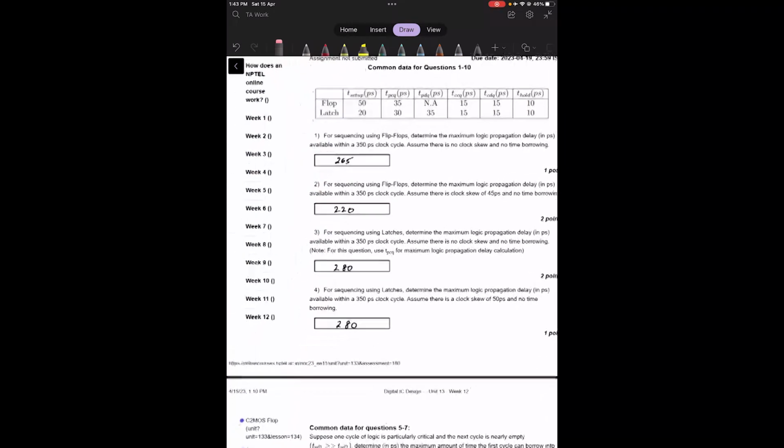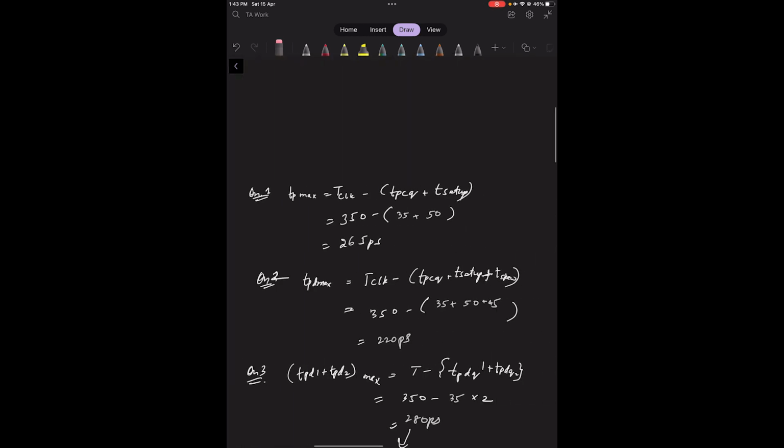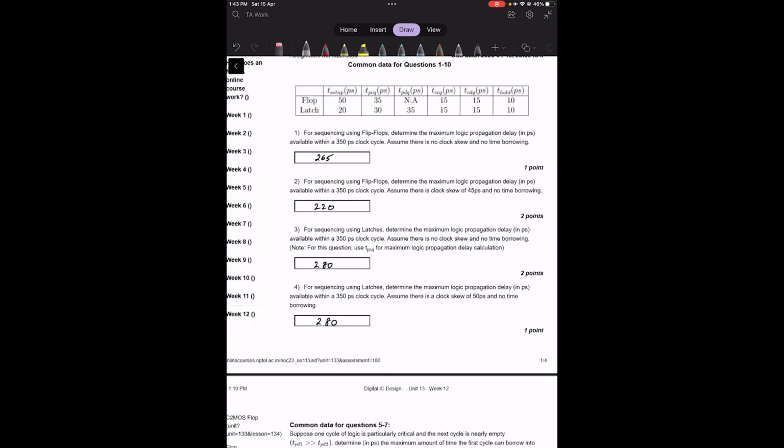Question number 1. For sequencing using flip-flops, determine the maximum logic propagation delay available with a 350 picoseconds clock cycle. Assume there is no clock skew, no time borrowing, right? So for this question, you can look at the solution here. TPD max is T clock minus TPCQ plus T setup. So this is very straightforward from what we have discussed, and we will obtain 265 picoseconds.